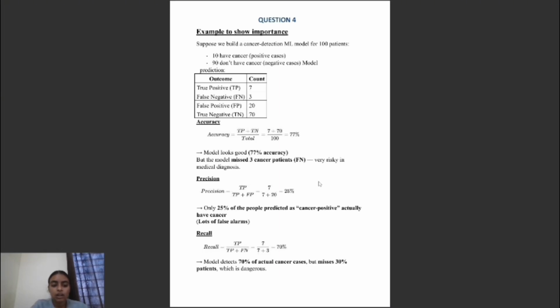This example clearly proves that accuracy alone can be misleading, especially when dealing with sensitive or imbalanced datasets. To summarize, when accuracy is low, the model fails overall. When precision is low, the model produces many false alarms leading to wasted time, effort, and cost. When recall is low, the model misses actual positive cases, which can be extremely dangerous in fields like cancer diagnosis or fraud detection.